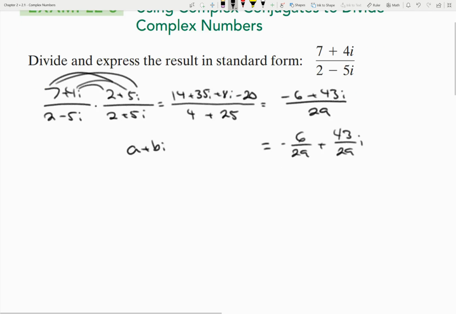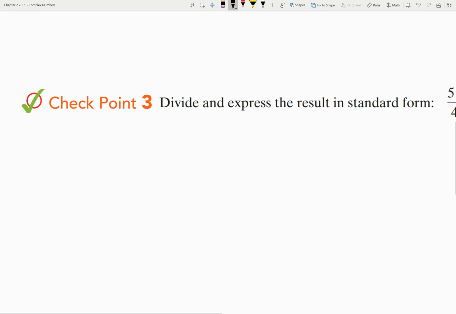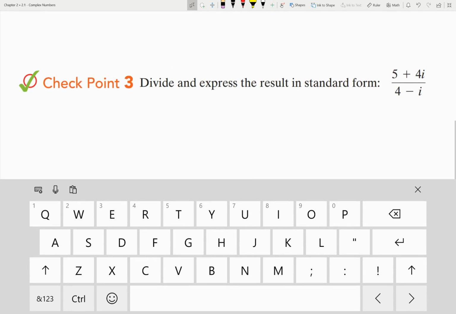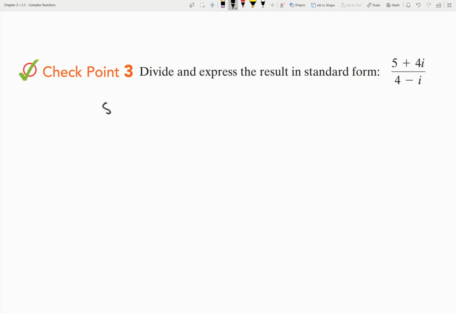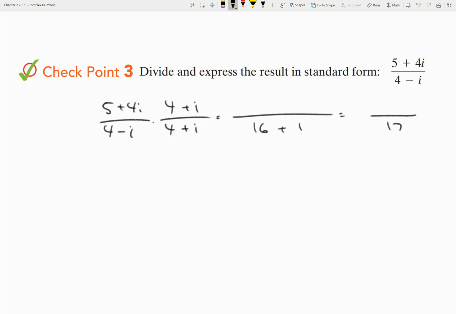Let's do our checkpoint. Okay, so we have 5 plus 4i over 4 minus i. We're going to multiply the top and the bottom by the conjugate, which would be 4 plus i. The denominator turns into 16 plus the number in front of i is a 1, so that's going to be 17.